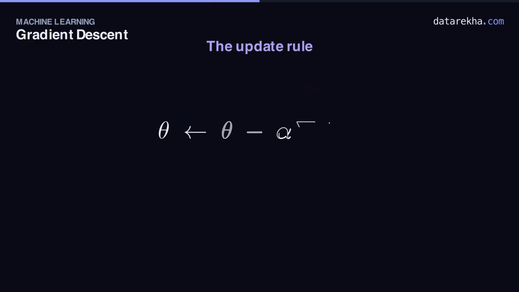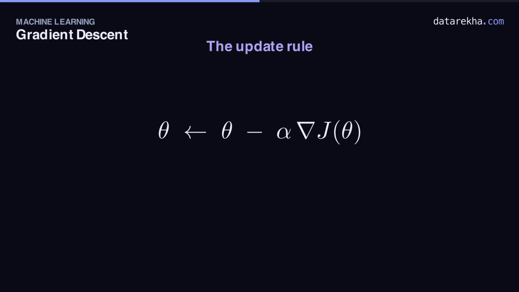In full, then, this is the whole algorithm on one line. The parameter vector theta gets replaced by itself minus the learning rate alpha times the gradient of the loss at theta. The same rule you saw in one dimension, only now theta and the gradient are vectors.